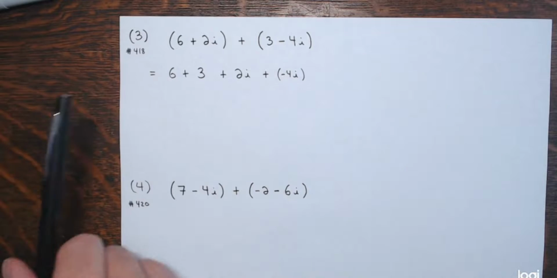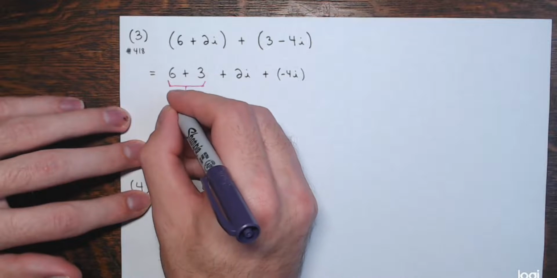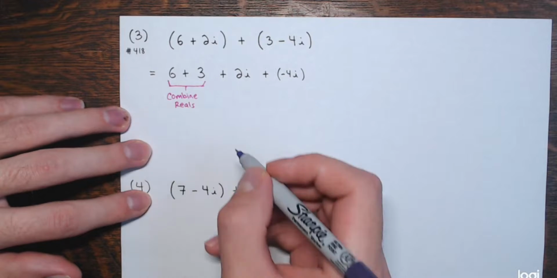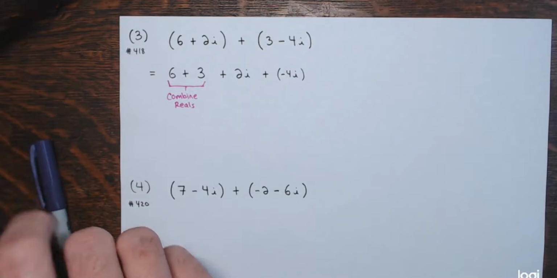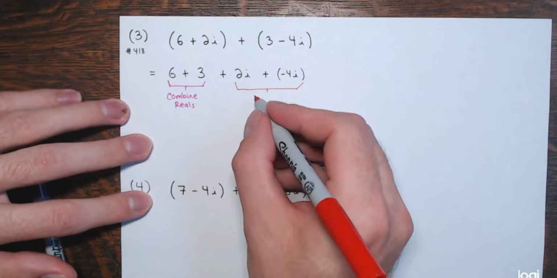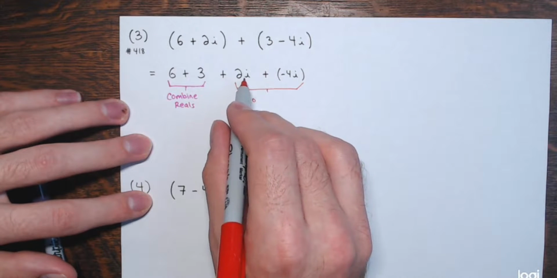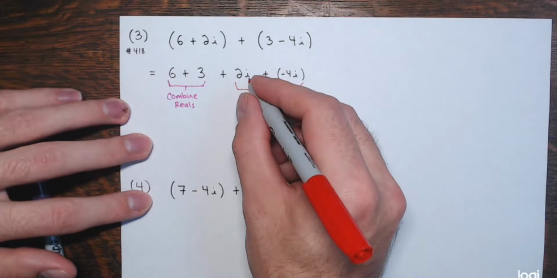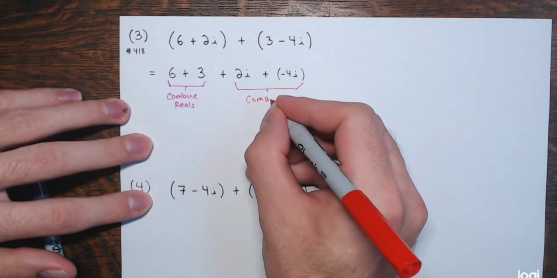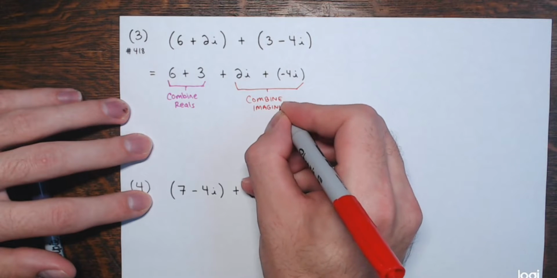Right, so you combine real numbers. You combine reals, and you combine imaginaries. It's just like adding polynomials, right? You wouldn't put a term with x with a constant. You wouldn't put 2x plus 6 together. Same thing with the i's. You treat i like a variable even though it's not a variable, because it's the square root of negative 1. Combine reals. Combine imaginaries.